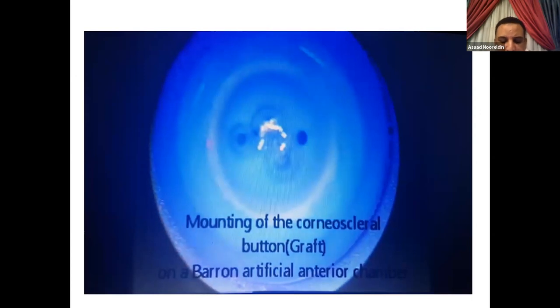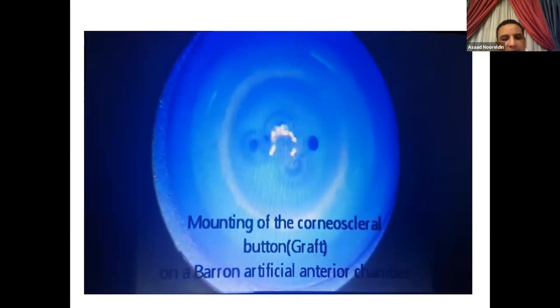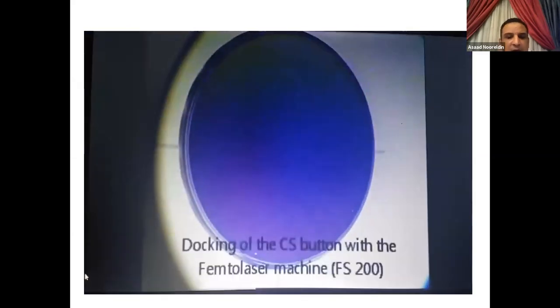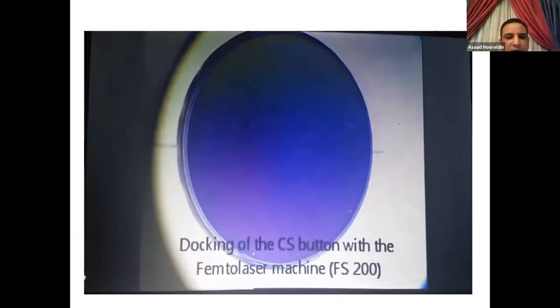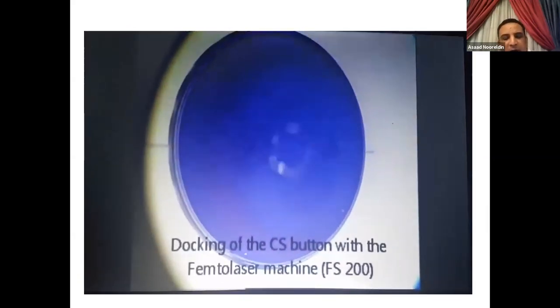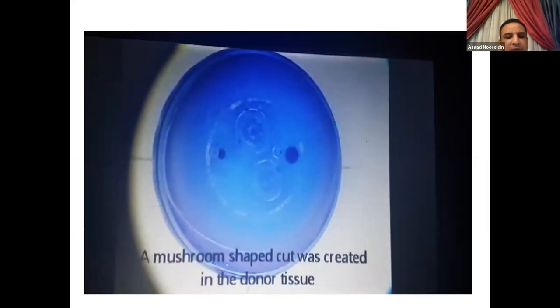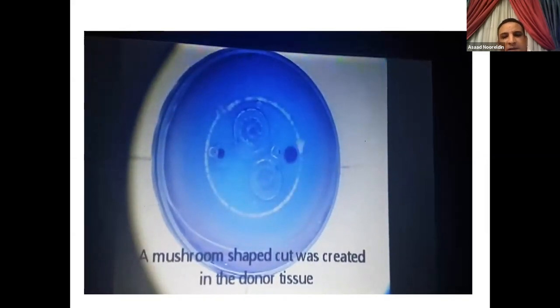In this video, we show femtosecond laser assisted keratoplasty. First of all, we mount the corneoscleral button. We prepare the donor cornea by applying or mounting the corneoscleral button in the artificial anterior chamber. After mounting in the artificial anterior chamber, we inject balanced salt solution, BSS, to make the tension stony hard. After that, we make docking with the femtolaser system.